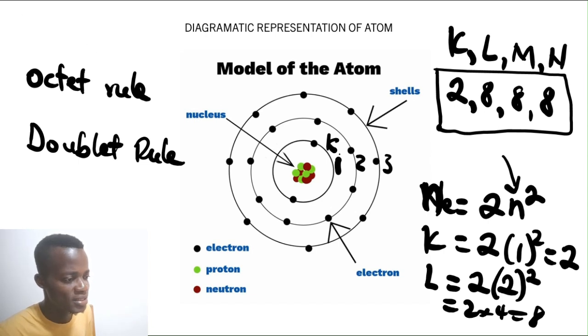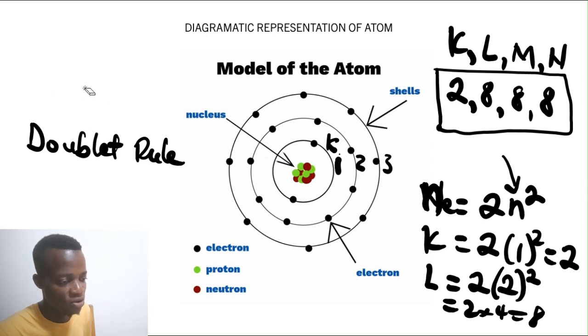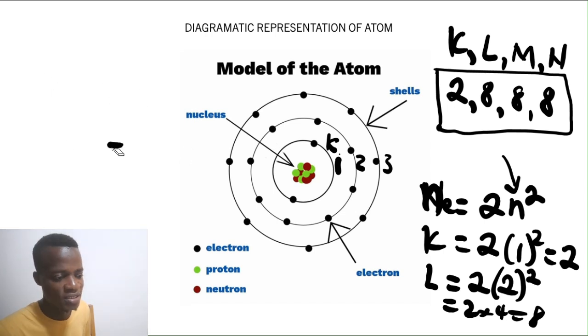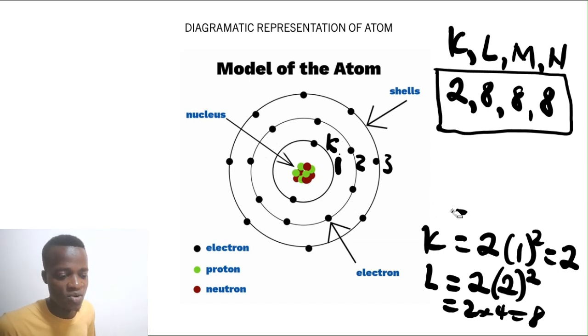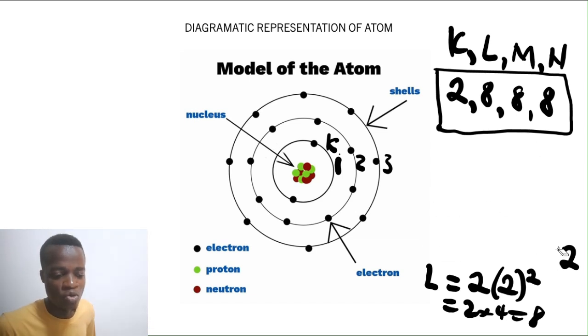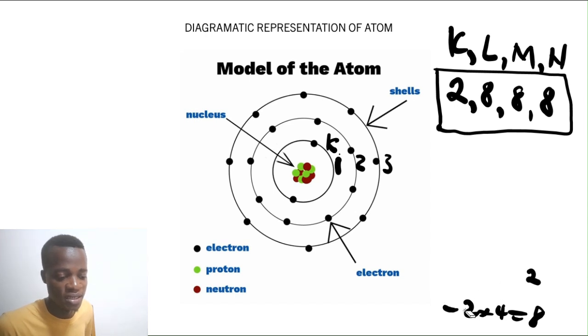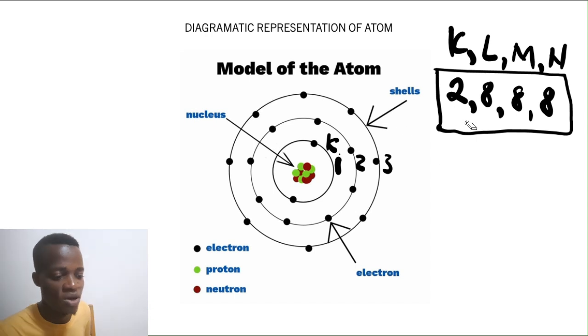Now, this just means that for every atom, we are going to use this 2, 8, 8 as a logic to understand stability and the groupings in the periodic table. This is linked to the groupings in the periodic table. So following that, for the very first shell, you need to have a maximum of 2 electrons.